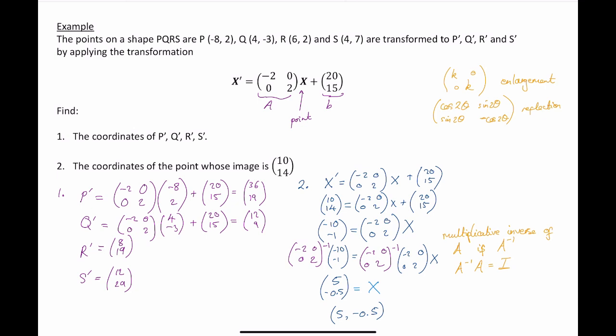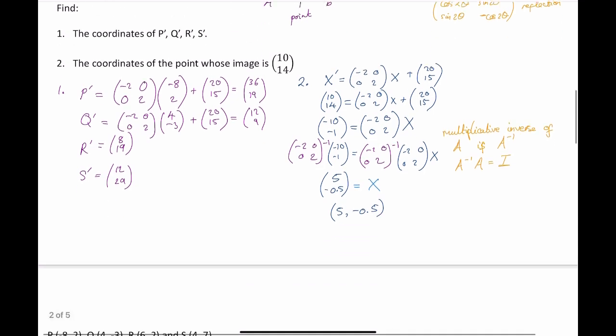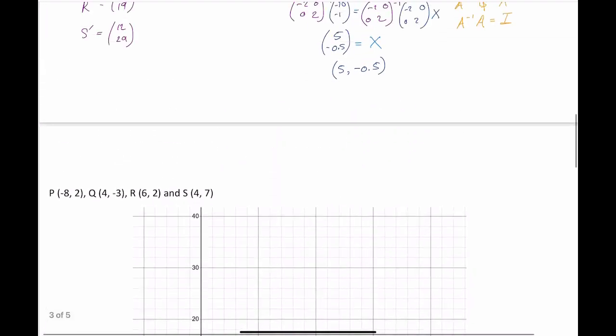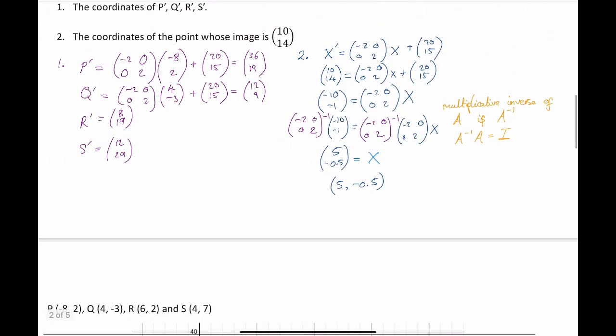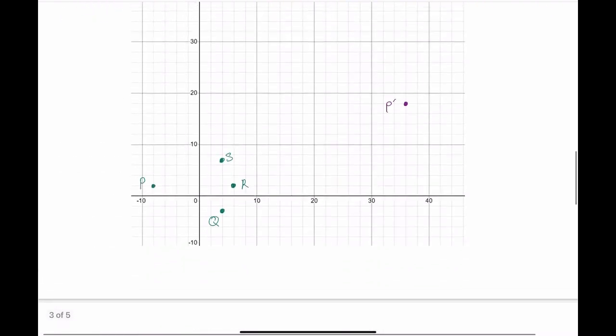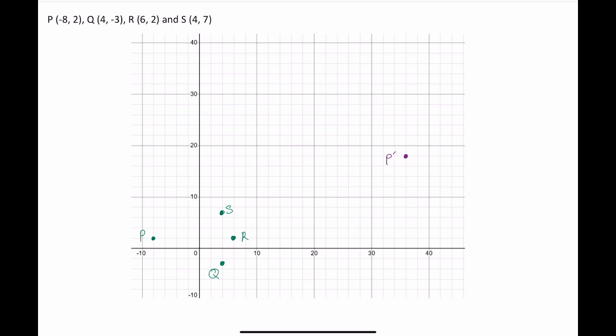Okay, and I said we just wanted to check what that looks like. We're not asked to do it, but just as a sense check, what does that look like on a set of axes? Here I have included, just sketched down at the bottom, the original 4 points. And now I want to sketch in the points that I worked out in part 1. So (36, 19) is my first point here. That is the image of P. Then I've got (12, 9). So (12, 9) is going to be here. So that's the image of Q.